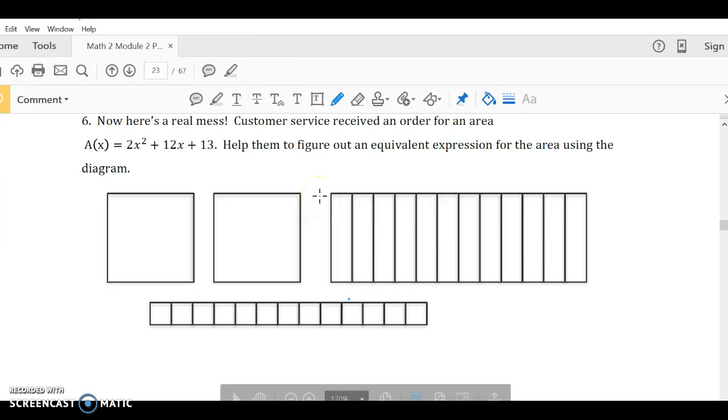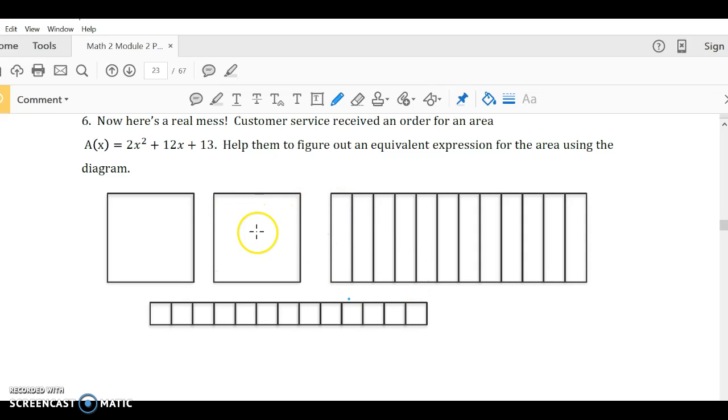So for number 6 here, we have a real mess, right? It says customer service received an order for an area 2x squared plus 12x plus 13. Help them figure out an equivalent expression for the area using the diagram. So using the diagram is going to be the easiest thing to do, but it is a real mess, right?